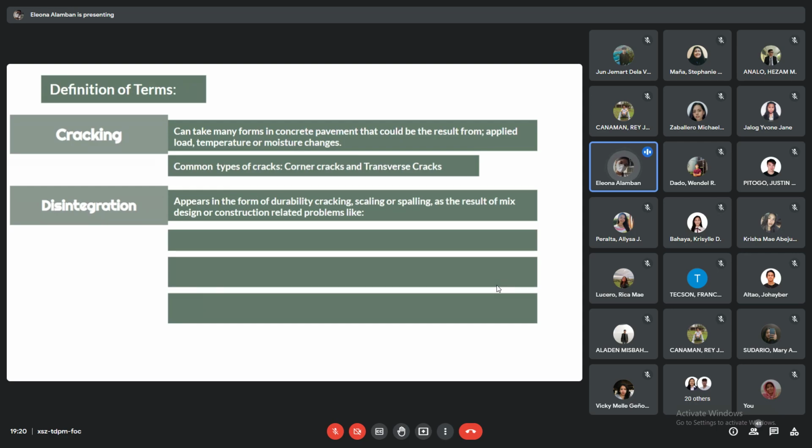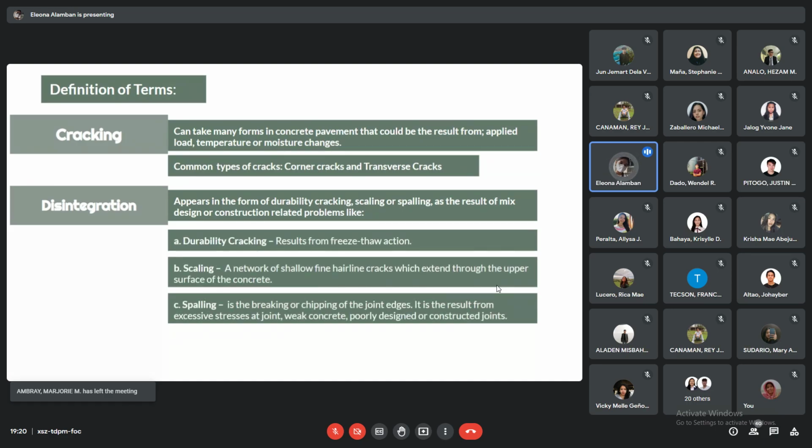Next, we have the disintegration. It appears in the form of durability cracking, scaling, or spalling as the result of mixed design or construction-related problems. First, we have the durability cracking. It results from freeze-thaw action. The scaling, it is a network of shallow, fine hairline cracks which extend through the upper surface of the concrete. And lastly, we have the spalling. It is the breaking or chipping of the joint edges. It is the result from excessive stresses at joint with concrete, poorly designed or constructed joints.